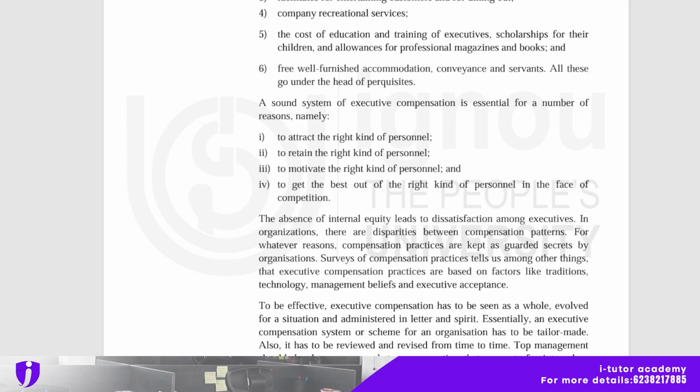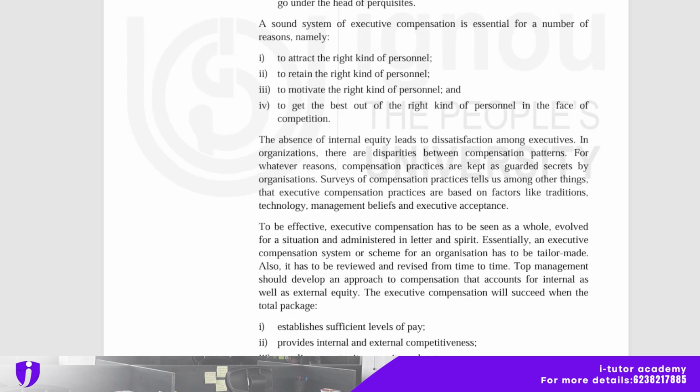For whatever reason, compensation practices are kept as guarded secrets by organizations. To be effective, executive compensation has to be seen as evolved for a situation and administered in letter and spirit. Essentially, an executive compensation system or scheme for an organization has to be tailor made. Also, it has to be reviewed and revised from time to time. Top management should develop an appropriate approach to compensation that accounts for internal as well as external equity.